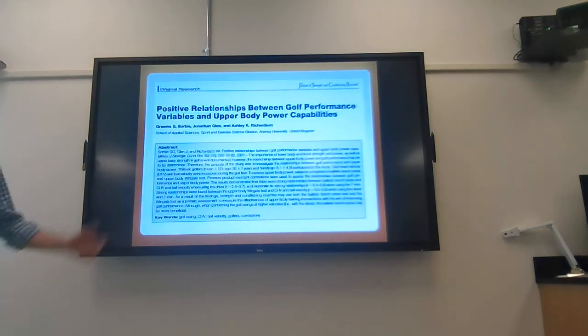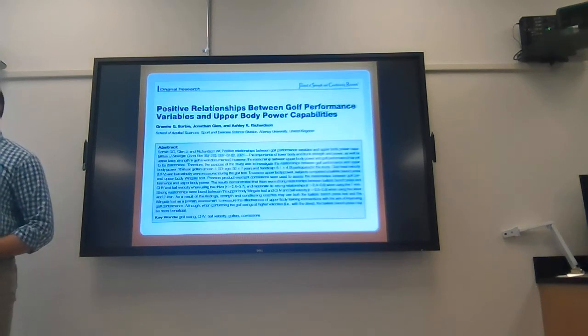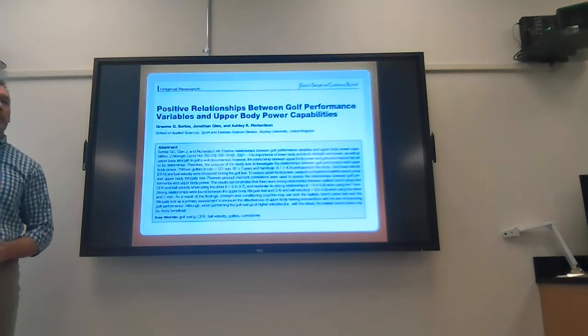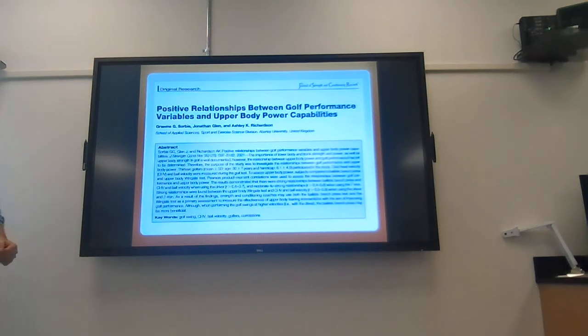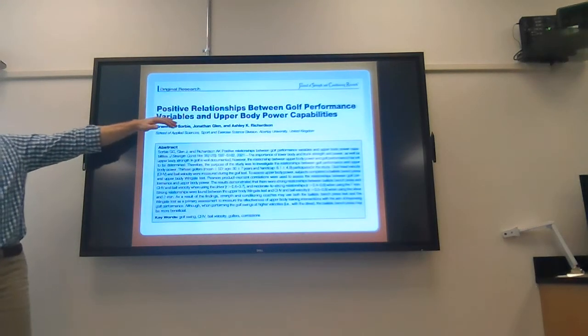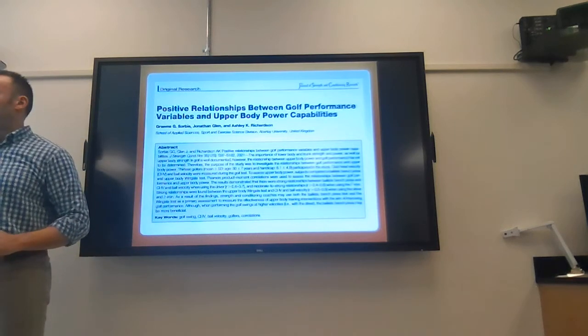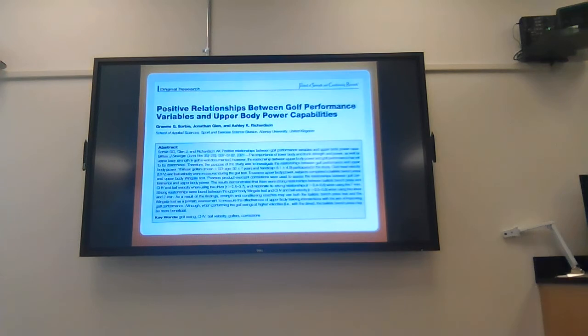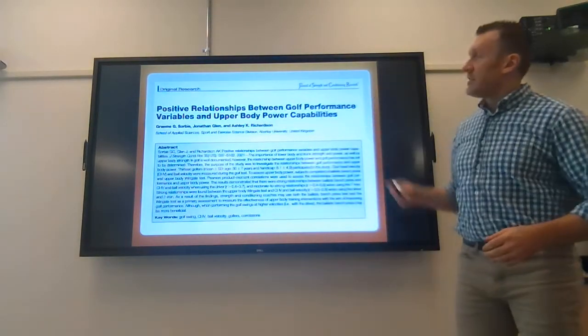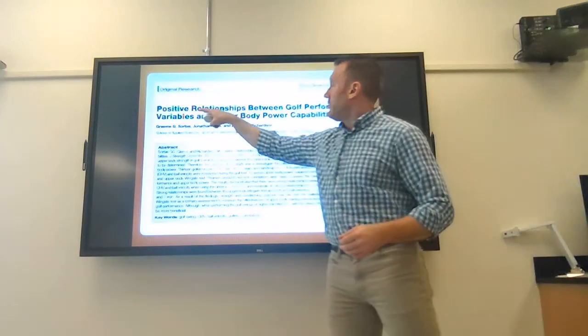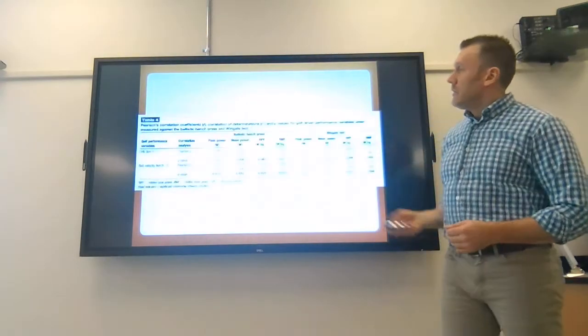So there's a lot of studies that look at correlations or relationships or associations between sport skills and conditioning type exercises. This particular study looked at the positive relationship between golf performance variables and upper body power capabilities. There's a lot to a golf swing, especially in the core part of the body, because that's the bridge between the legs and the arms. But there might be some similar things about upper body stuff that we can do in the weight room and the correlation with golf performance. So I want you to take a look here.